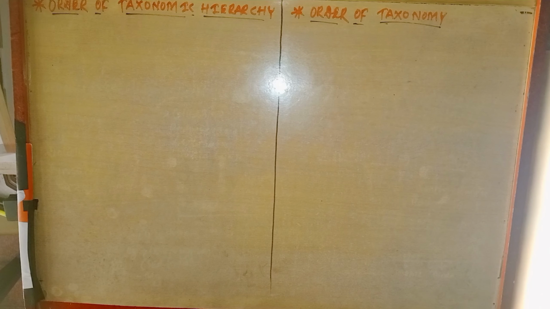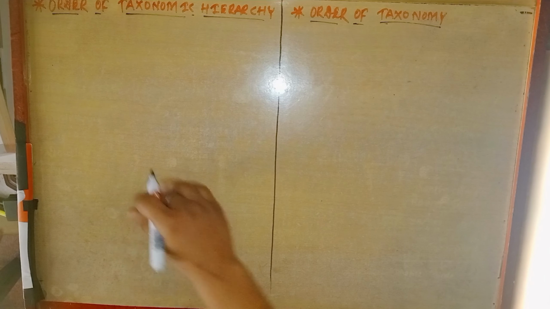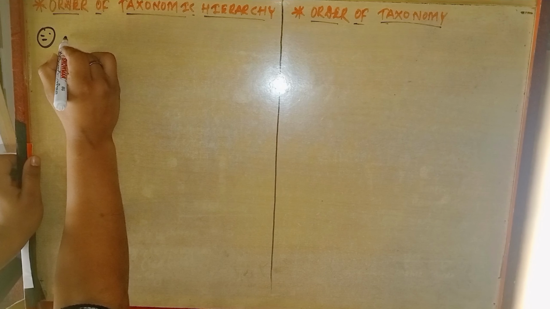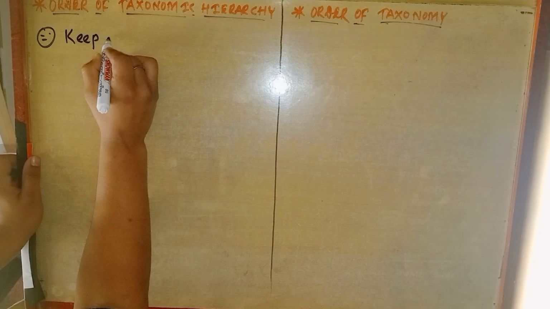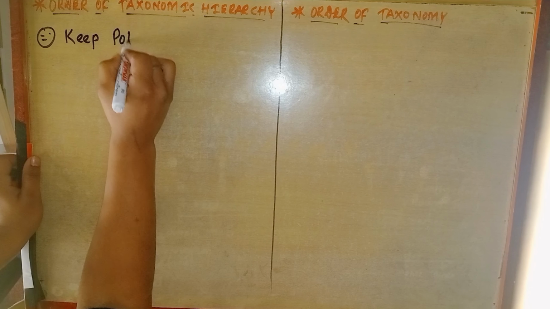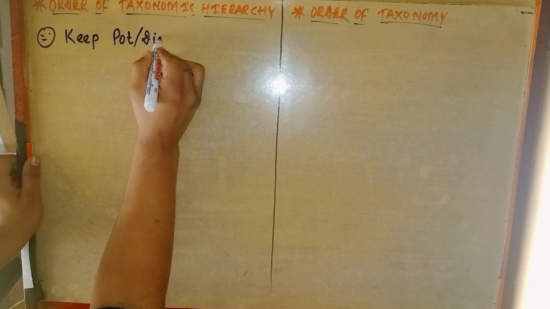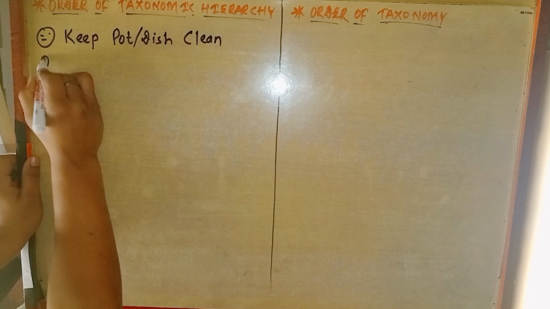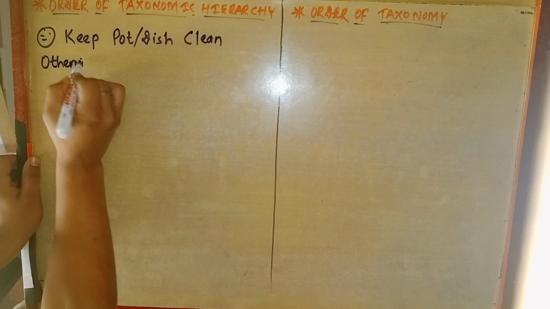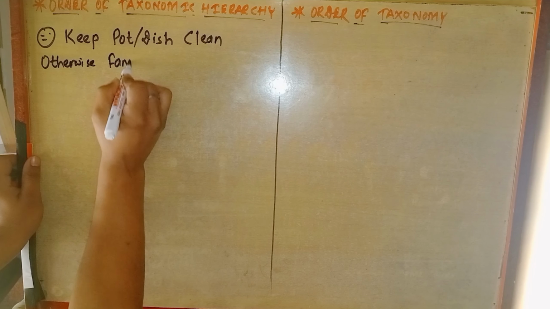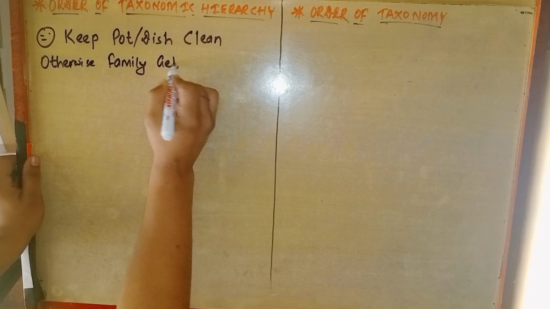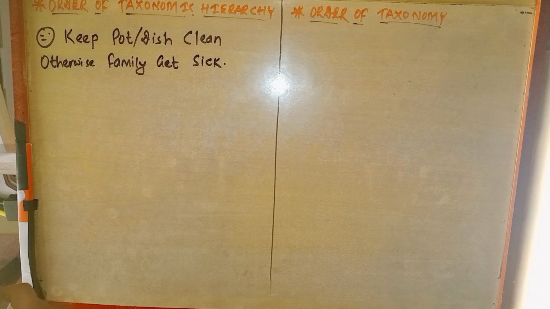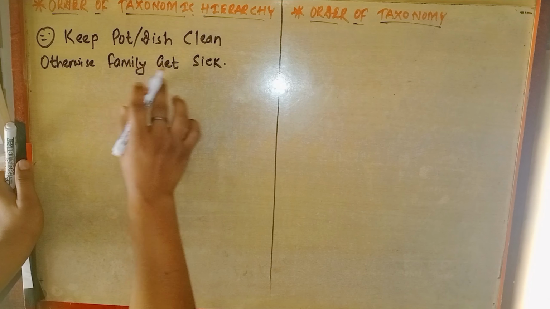So at first, I will provide the trick for the order of taxonomic hierarchy, and the trick is: Keep pot or disk clean, otherwise family gets sick. Keep pot or disk clean, otherwise family gets sick.